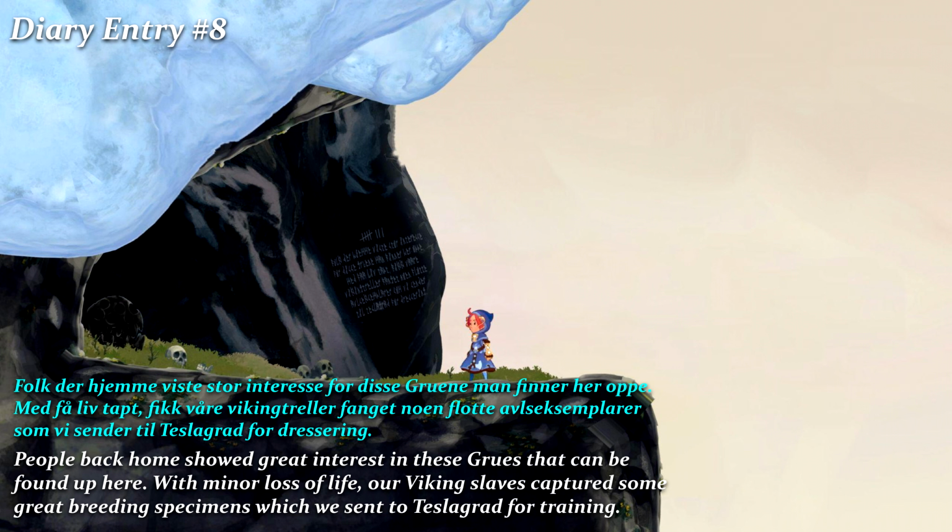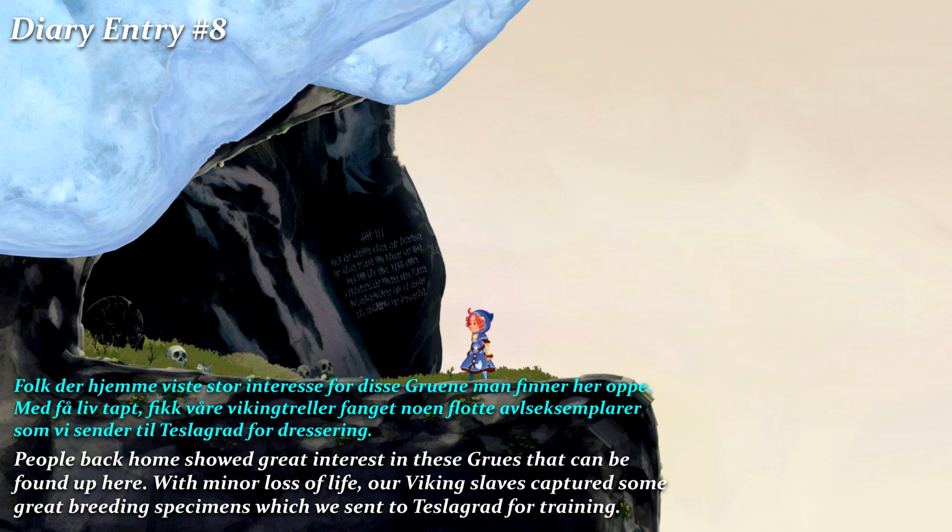Entry 8. People back home showed great interest in these grooves that can be found up here. With minor loss of life, our Viking slaves captured some great breeding specimens, which we sent to Teslagrad for training.